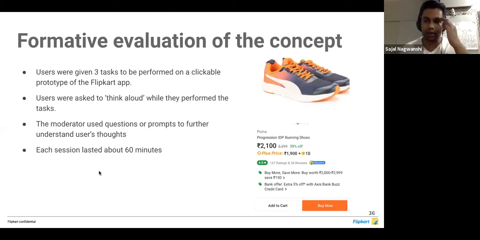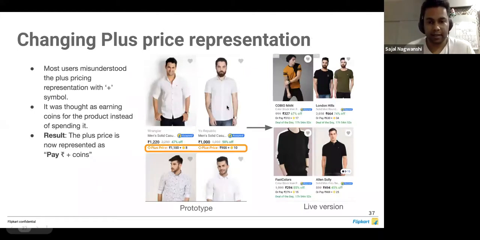So one such finding from that particular user research was this: when we were evaluating this prototype, we realized that when people were reading this particular plus price, they thought that because they're plus members, they are getting a discount, and they're also getting 8 coins along with that, which meant they were confused. So instead of thinking that this is the price they have to pay, they thought that this is the discount and the coins that they're getting along. So we had to make this change, and eventually what you see over here is that we have explicitly called out that this is the amount that you have to pay, and that became clear to the user.